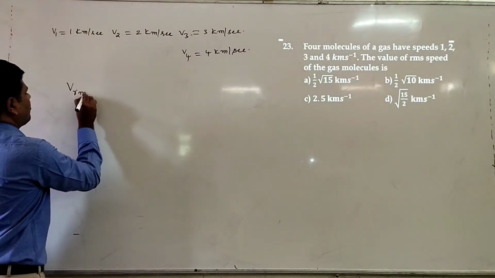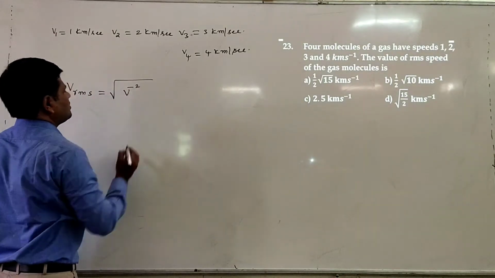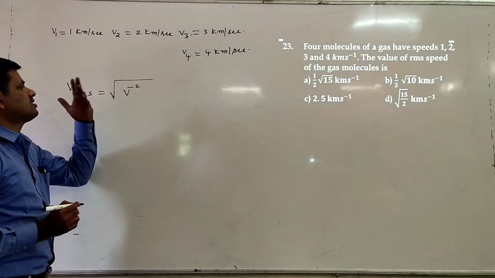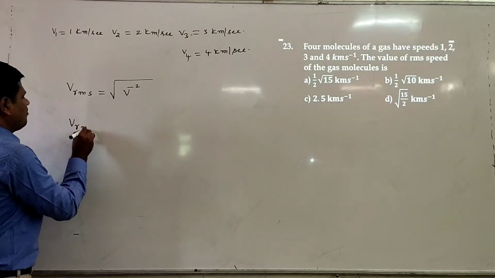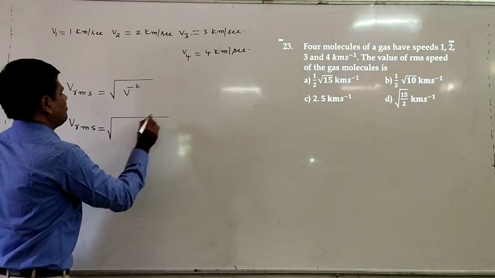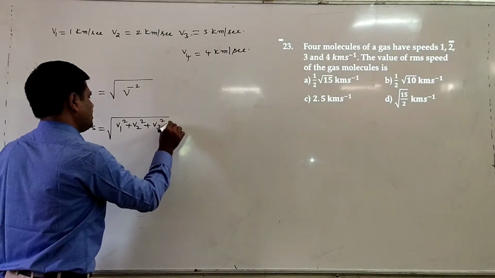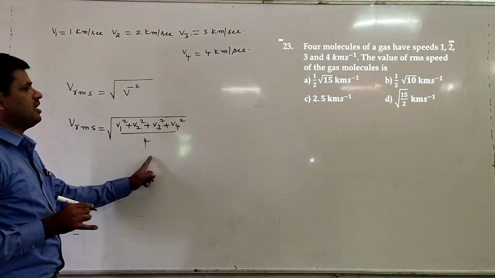The RMS speed is asked here. Vrms is given by the formula root mean square: root to mean, where mean represents the mean square. The root mean square value is known as the RMS velocity. Now Vrms can be written as the square root of V1 square plus V2 square plus V3 square plus V4 square, by 4. There are four in total, so divided by 4.